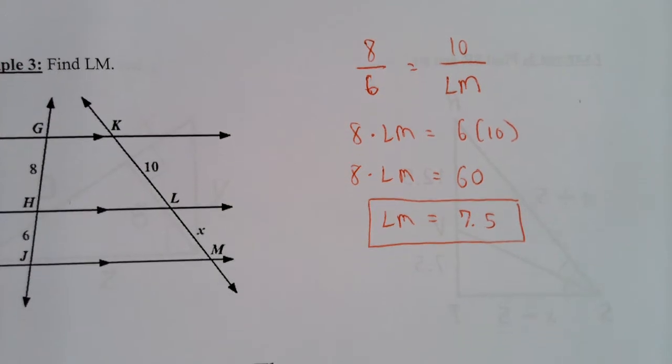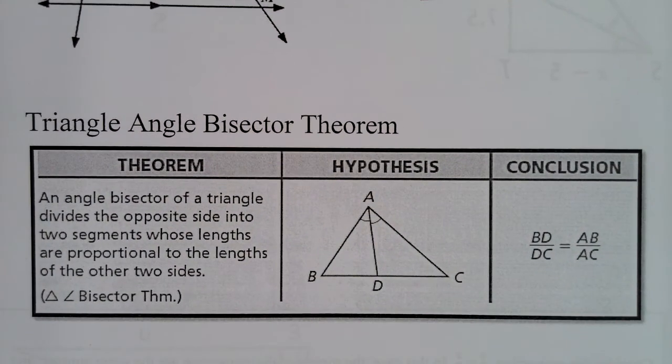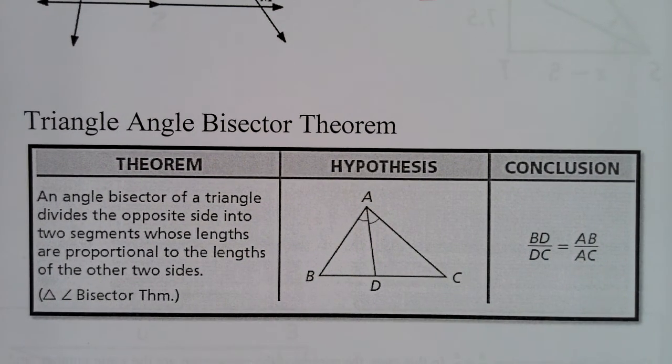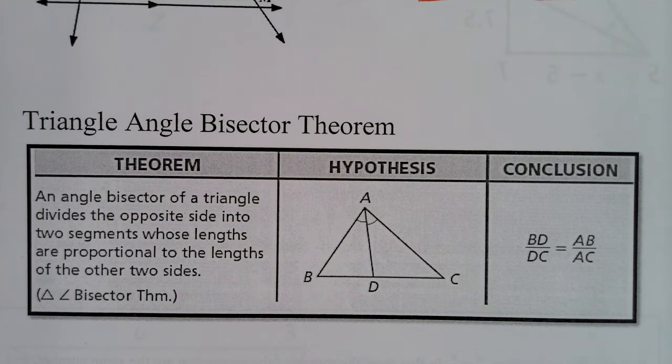Next up, we have what's called the triangle angle bisector theorem. Okay. I'll try to make it easier when we get to the two examples I have on this problem. An angle bisector of a triangle divides the opposite side into two segments whose lengths are proportional to the lengths of the other two sides.